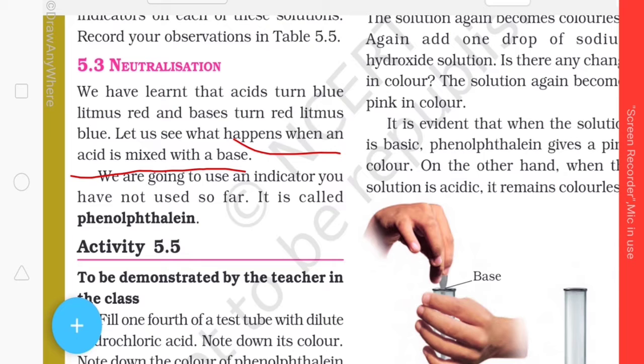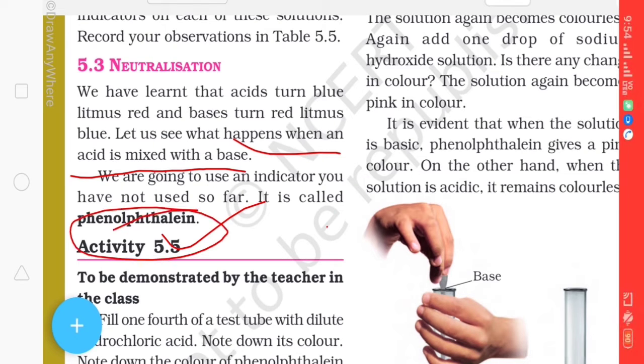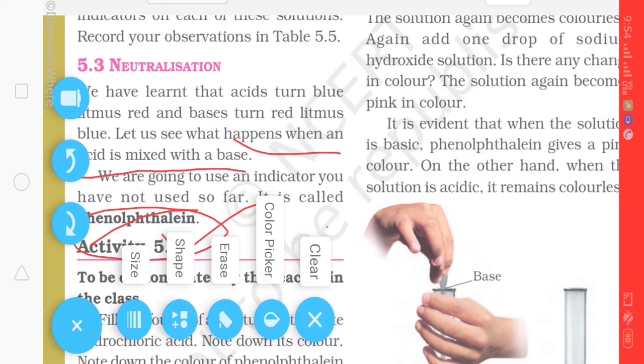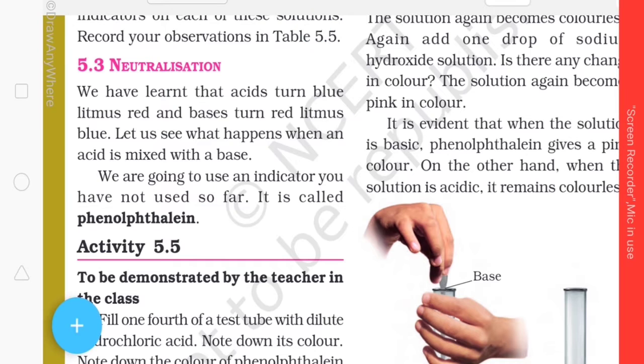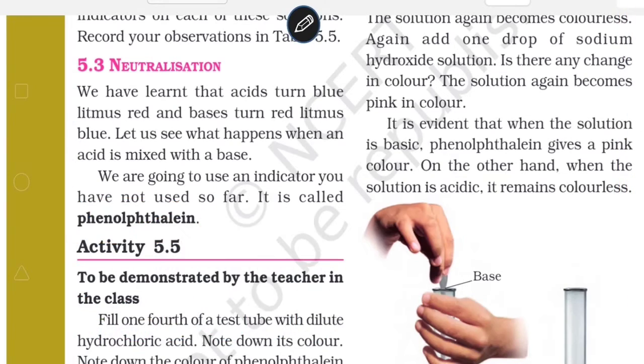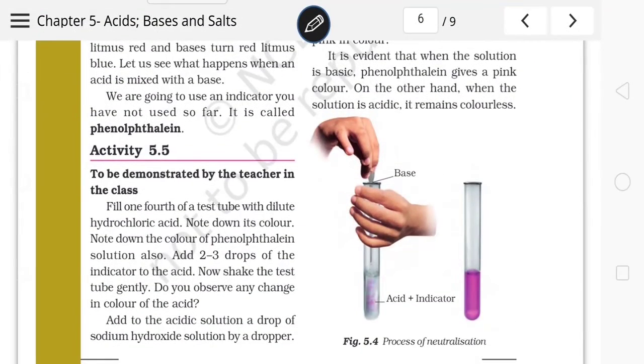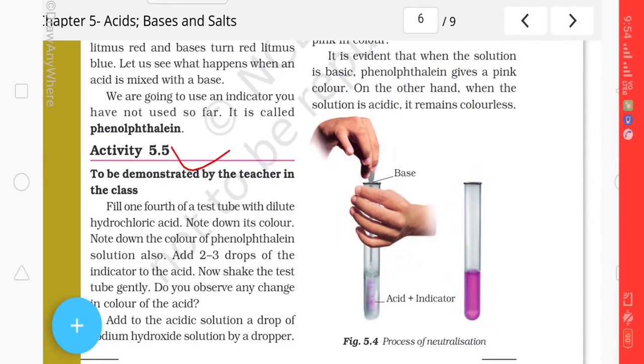For studying the reaction between acid and base, we will use an indicator known as phenolphthalein. This phenolphthalein is not a natural indicator, it is a synthetic indicator. Remember that phenolphthalein is a synthetic indicator. For studying neutralization, we are given an activity which is activity 5.5.